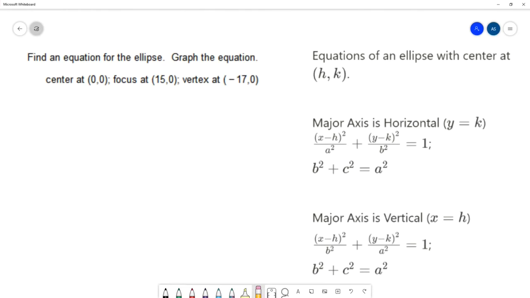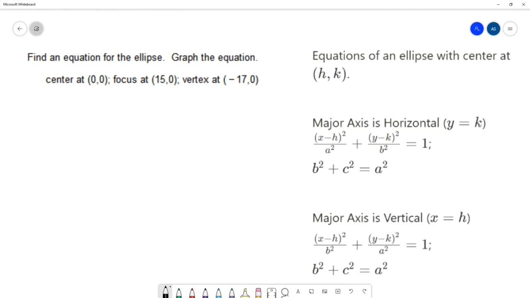So when you have a horizontal orientation, your ellipse will be longer horizontally and all the major features will fall in line horizontally. When you have a vertical major axis, your ellipse will be longer vertically and all of those major features will line up vertically. So I'll do a quick sketch of what I have here.